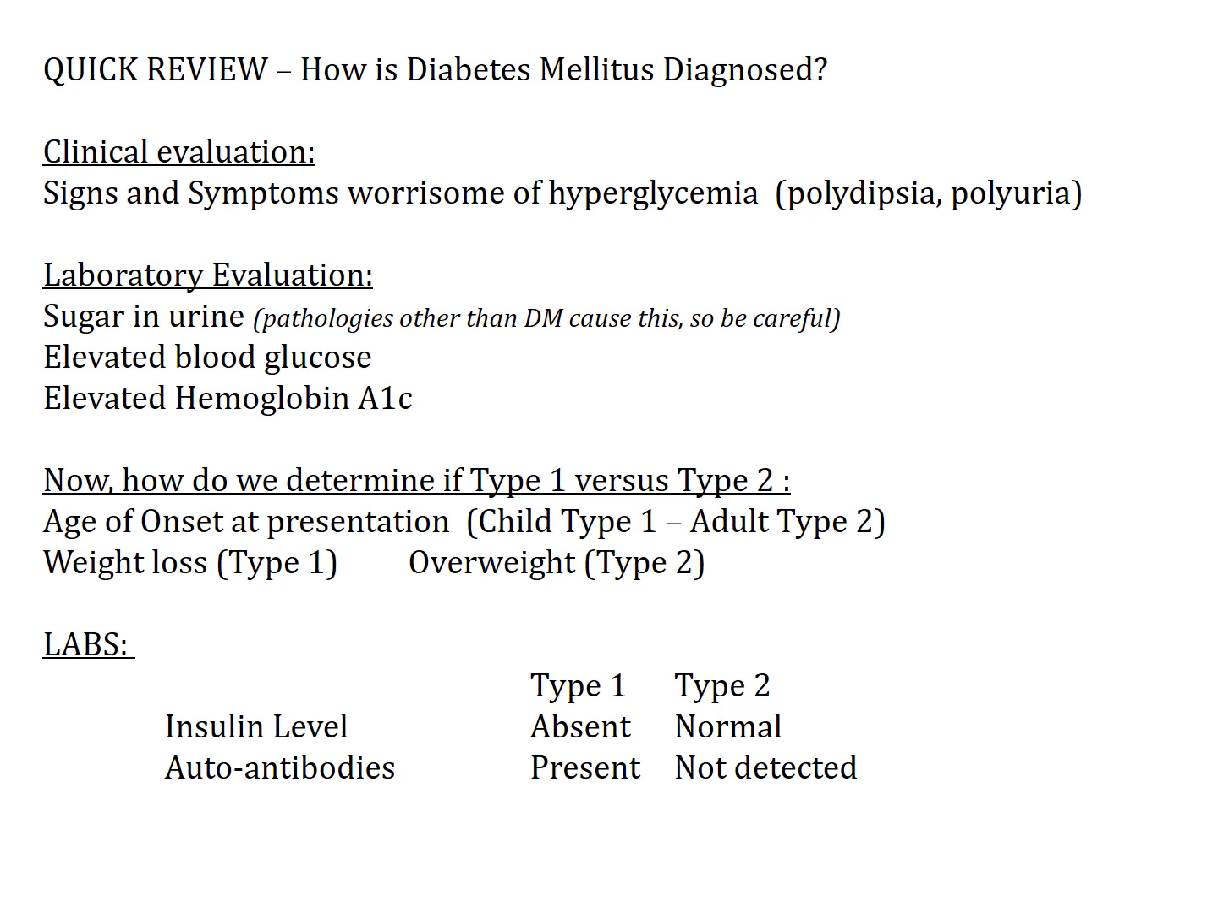And then you should be able to talk to me about the differences between type 1 versus type 2 in terms of age of presentation. Type 1 diabetic typically is losing weight. A type 2 diabetic is typically gaining weight. And then you should tell me about insulin levels and autoantibody levels. What do insulin and autoantibody levels look like in a type 1 versus a type 2 patient? Okay? There's a quick review for you. Now let's move on.